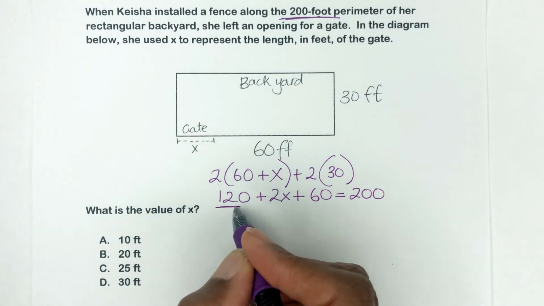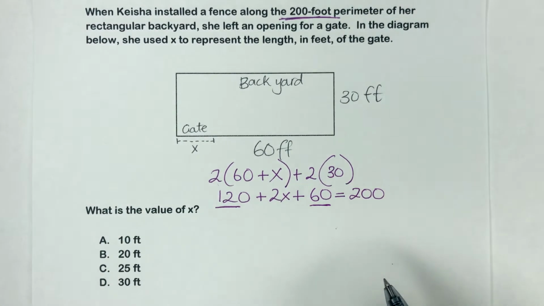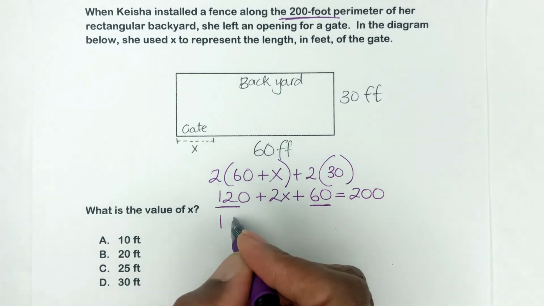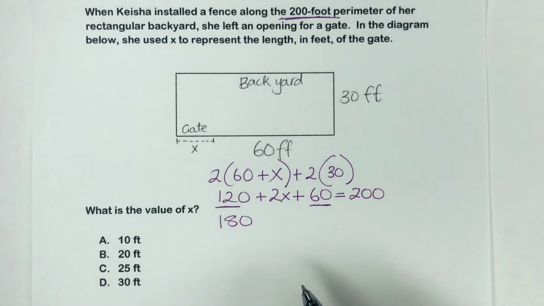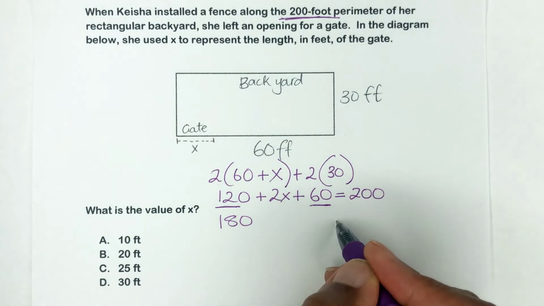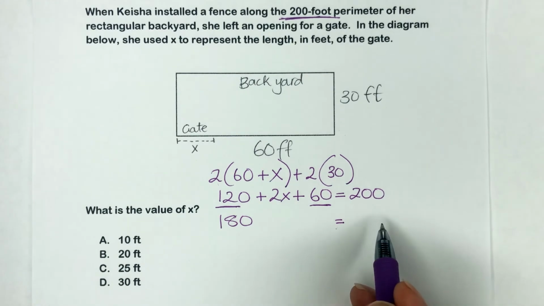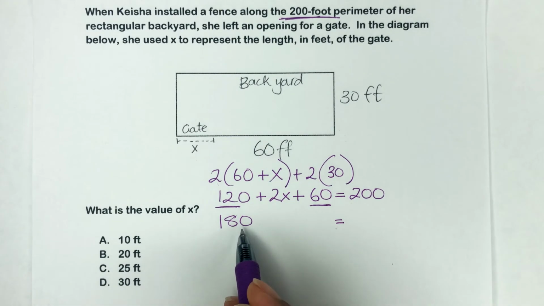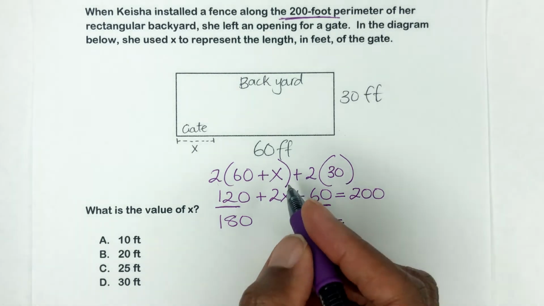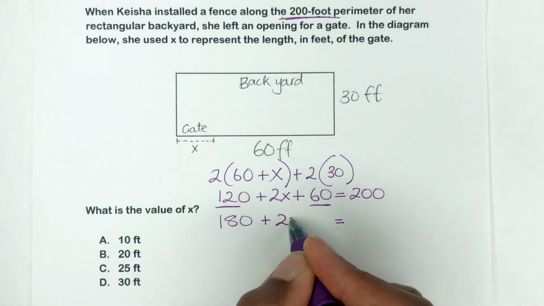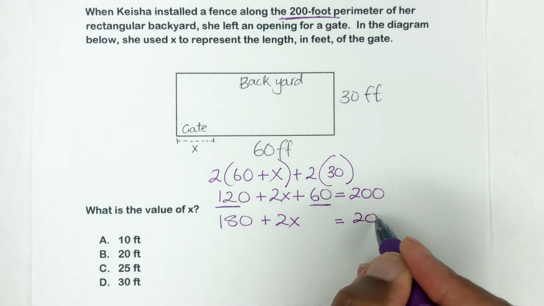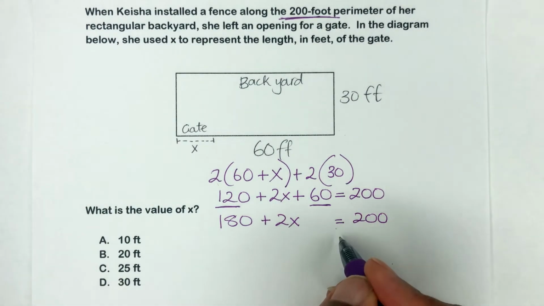This 120 here and this 60 here are in the same family, so we're going to add those two together. That gives us the 180. We're going to always keep our equal sign lined up because we always want the variable on the left and the answer on the right. So 180 plus the 2x equals the 200. Let's line up our equal sign again.